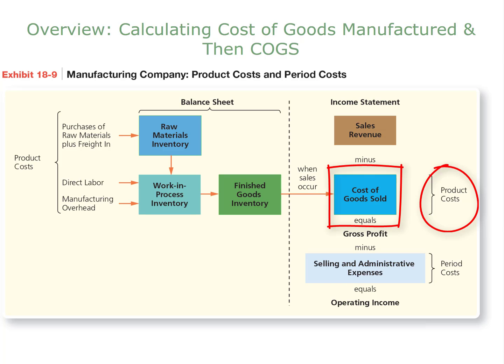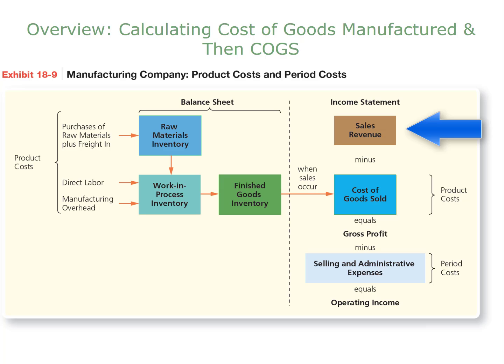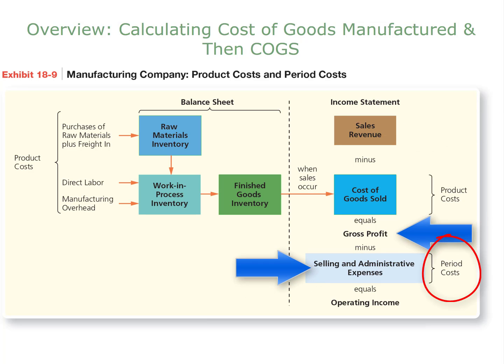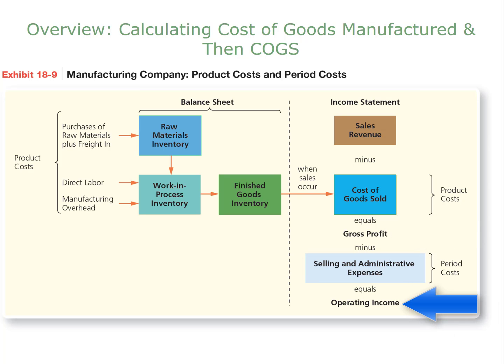Then cost of goods sold is subtracted from sales revenue to get gross profit. Then we subtract our period costs, also known as selling and administrative expenses, and we get our operating income, which is income before taxes and non-operational expenses such as interest expense.